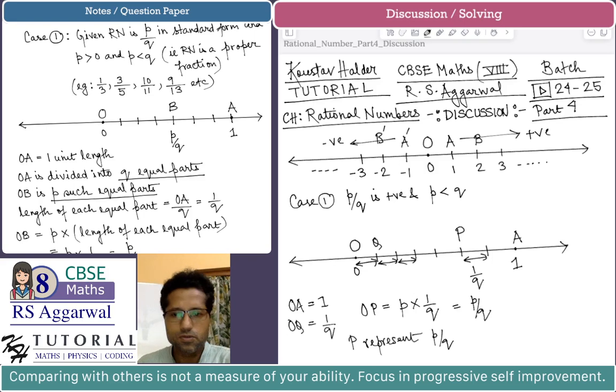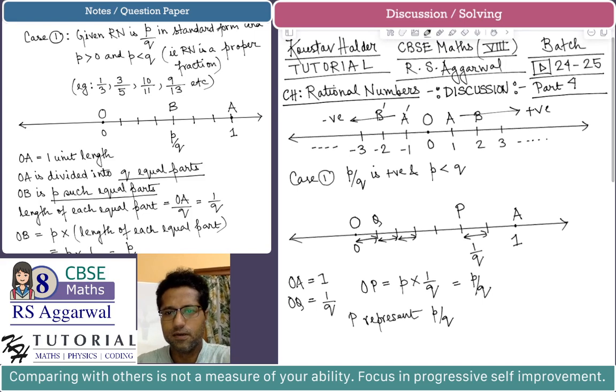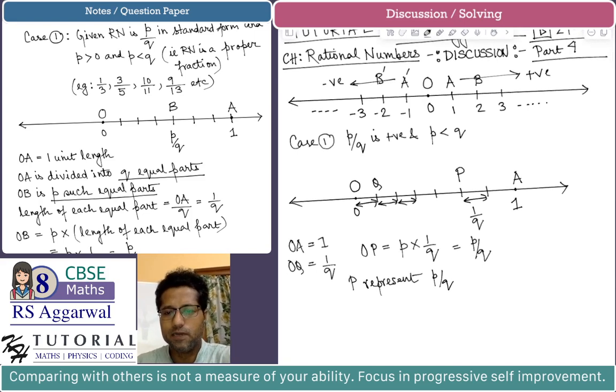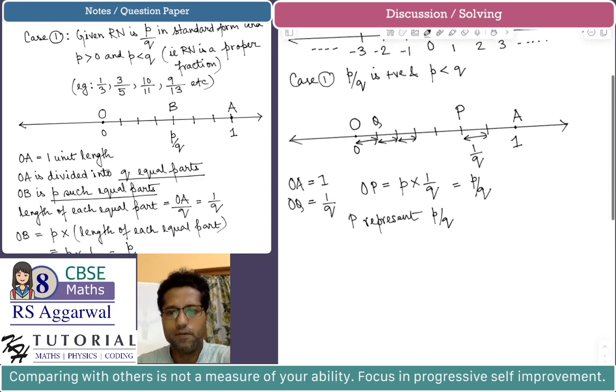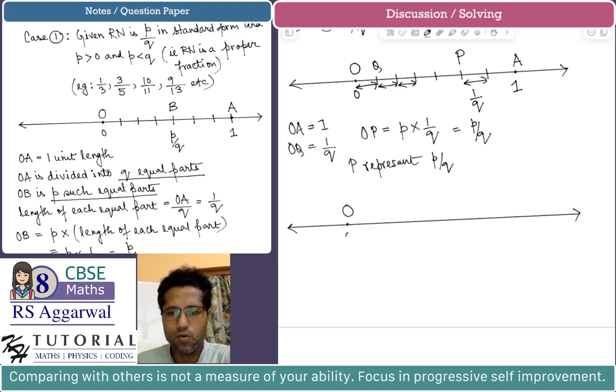Okay, so this was all about the theoretical concept and discussion. Let's try to understand this with an example. Let's say I want to represent the number 3 by 5 on the number line. So I will take the number line and take the origin O somewhat towards the left end. So this will be O. I will take a point A such that it represents the integer 1. So OA will be unit length.